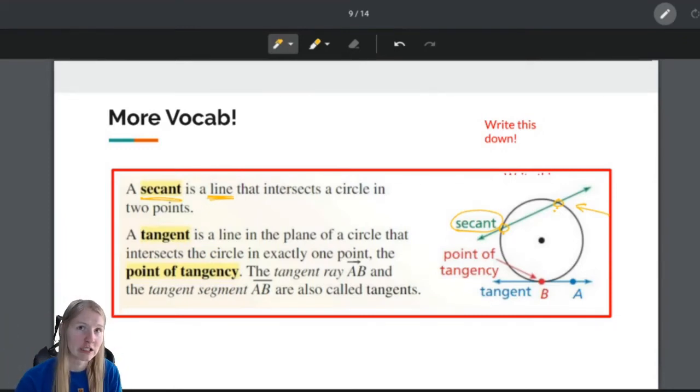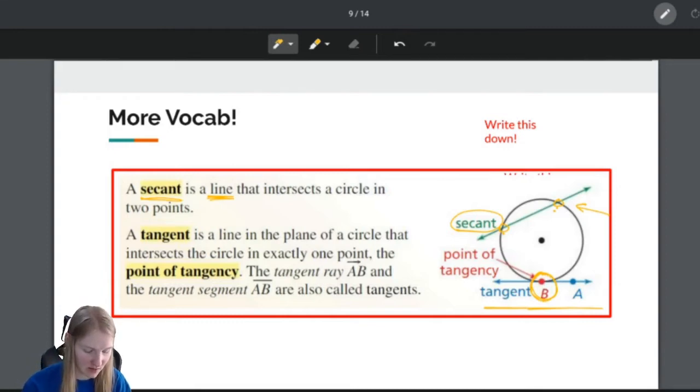A tangent is a line in the plane of a circle. It's on the same plane as the circle, and it intersects the circle in exactly 1 point. And we call that point the point of tangency. So here, you can see B right here, and this whole line, the whole blue line, only touches that circle at this point B.